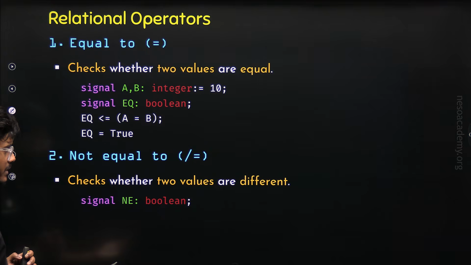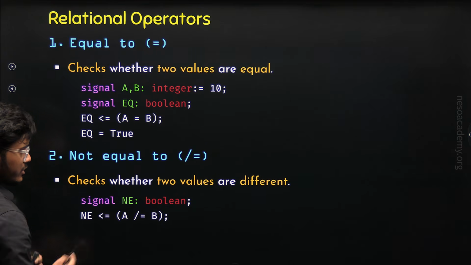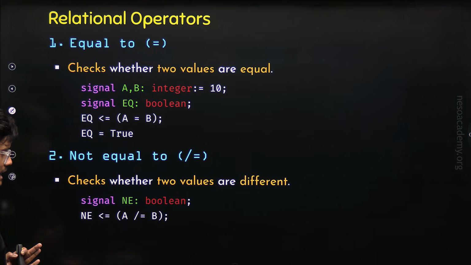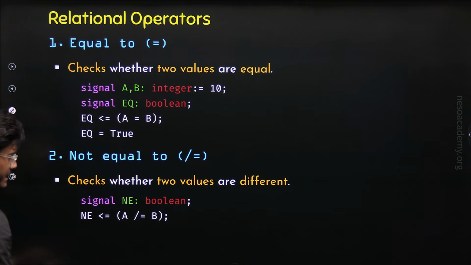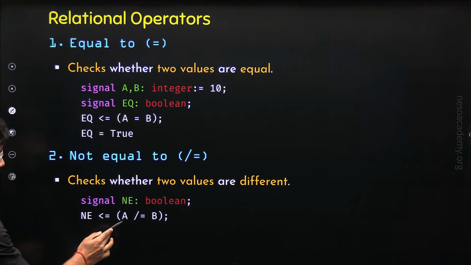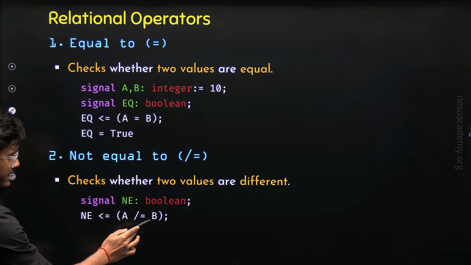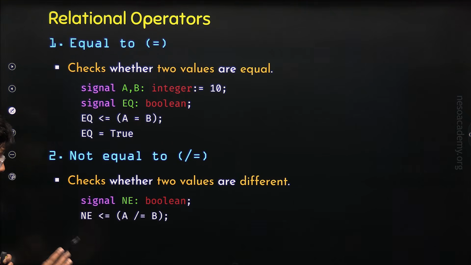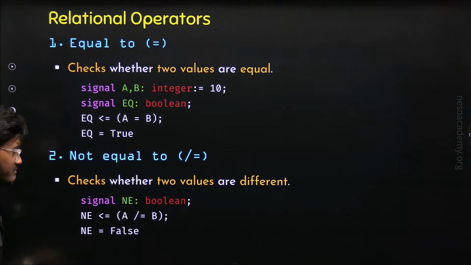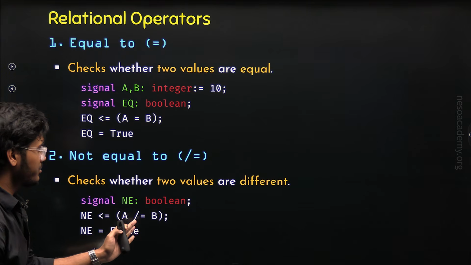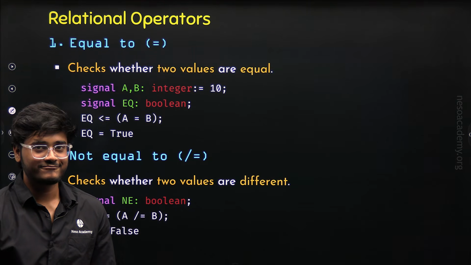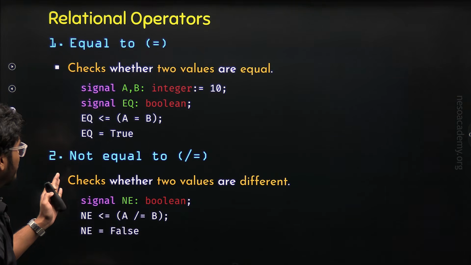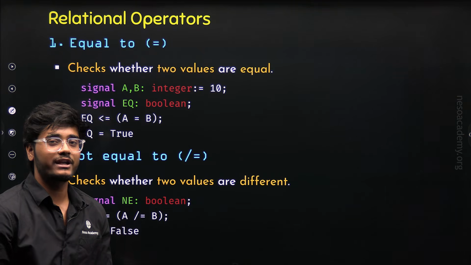Now I will write the operation using the forward slash equal to symbol. Here I am assigning A not equal to B inside this signal NE. Now A is equal to 10 and B is equal to 10, which means this signal NE will return a false value because A and B are not different, they are equal. So I hope you understand how to use the not equal to operator.